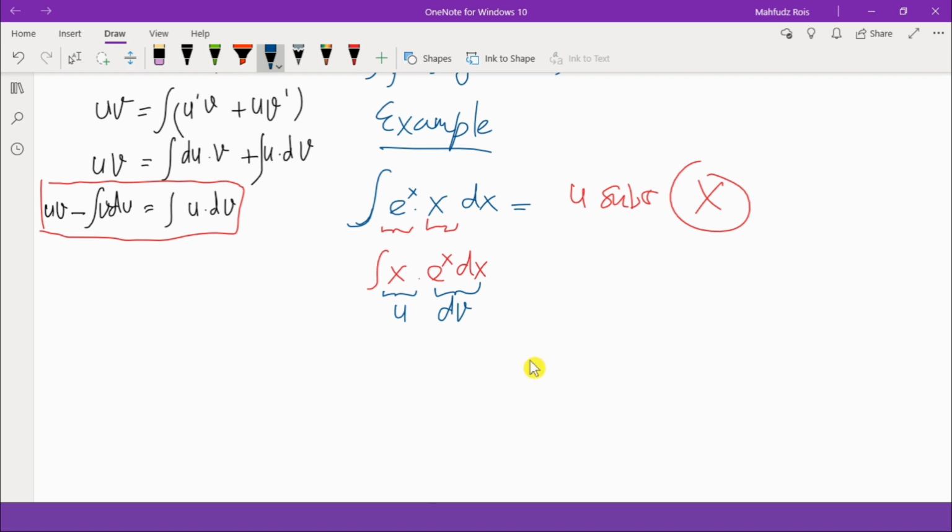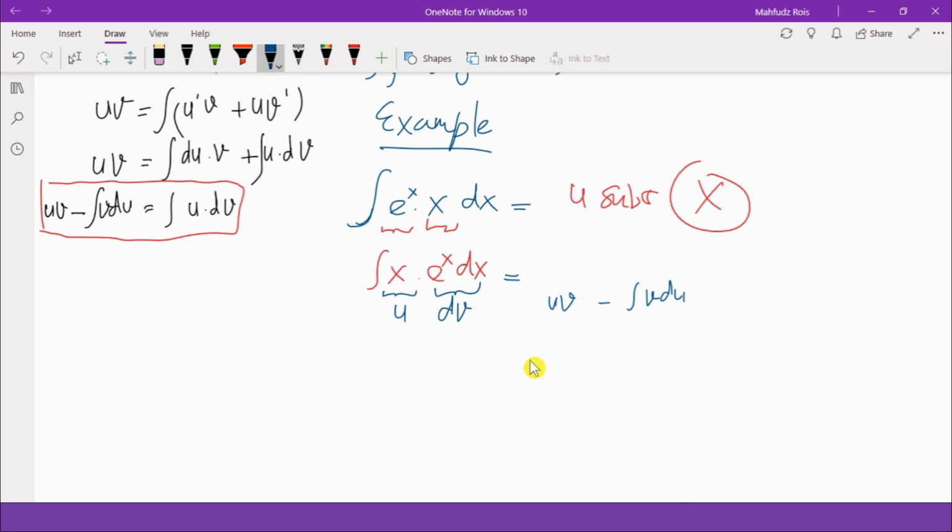Okay, this is the reason. After that we can perform this formula. It will be the formula: u dv equals uv minus the integration of v du, right?